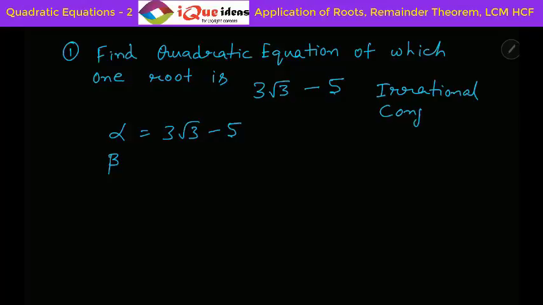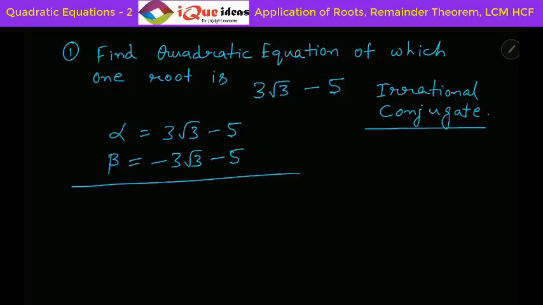So irrational conjugate, right? If I have one root as 3 root 3 minus 5, then the other root we can get by changing the sign of the irrational part. So it becomes minus 3 root 3 minus 5, right? So from here, if you add, you will get the sum of roots, that is alpha plus beta, which will be equal to 3 root 3 and minus 3 root 3 get cancelled. Minus 5 minus 5 is minus 10, right? So this is our sum of roots.